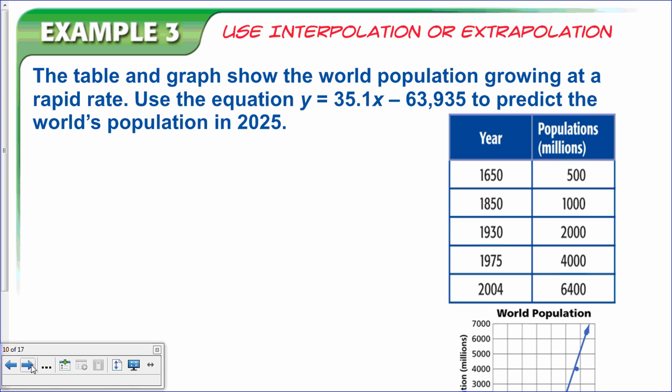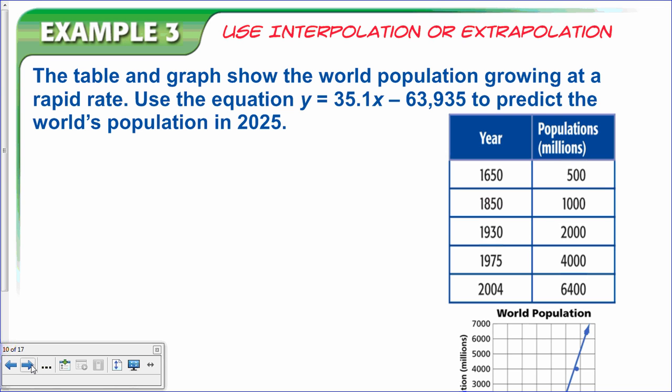Interpolation or extrapolation, do the same thing, okay? The table, now they have a lot of these on the EOI tests. A lot of them. The table and graph show the world population growing at a rapid rate. Use the equation y equals 35.1x. Does that look familiar? Isn't that what we just came up with? We just didn't use the 0.1, did we? So it's basically pretty close to the equation that we just came up with.